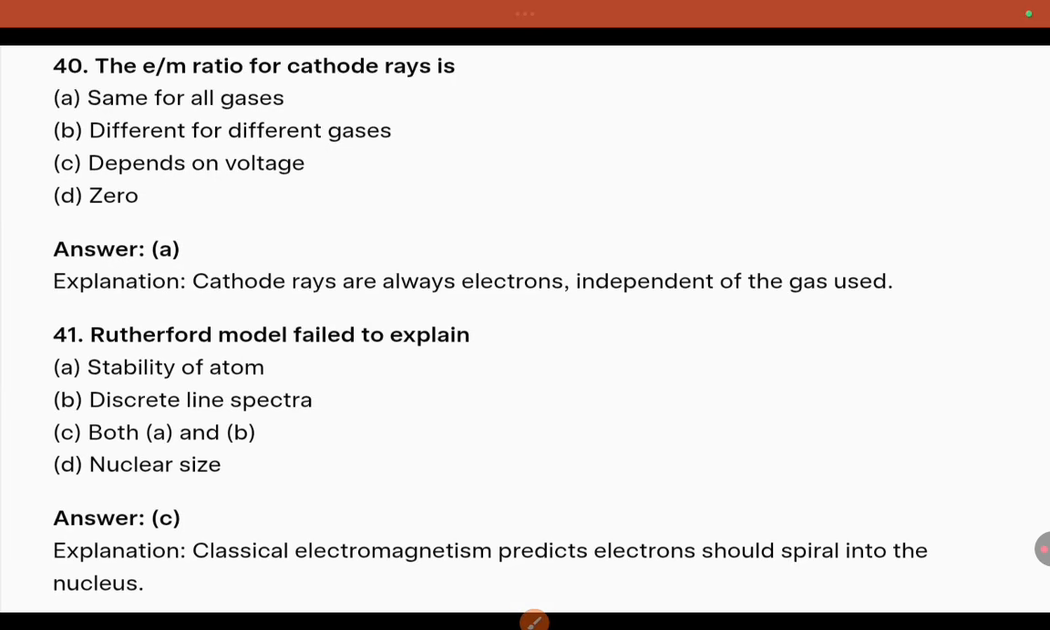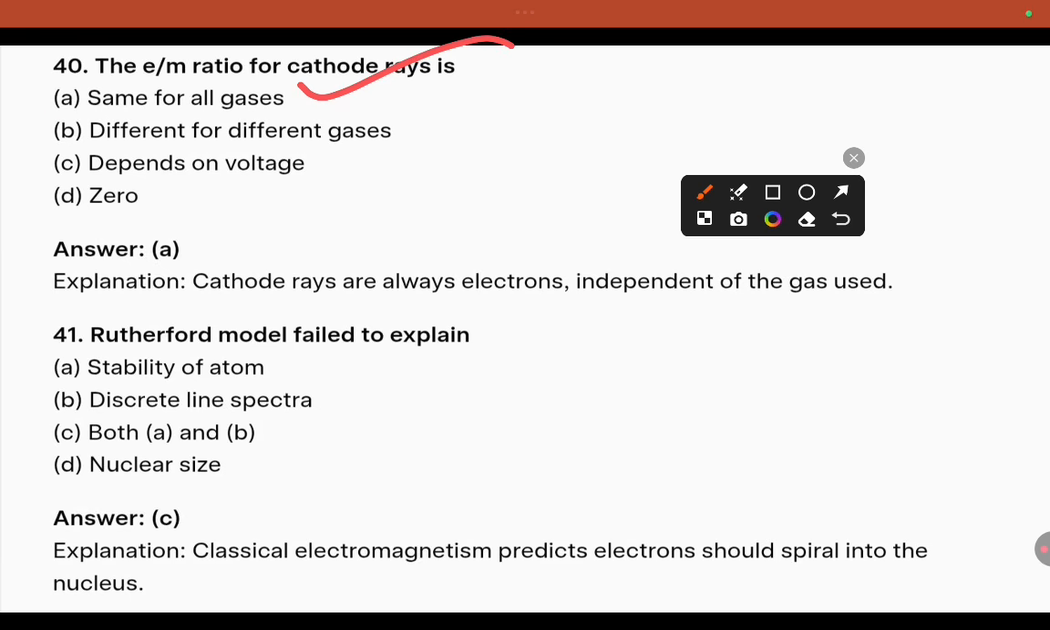The e by m ratio for cathode rays is what? It is the same for all gases. Cathode rays are always electrons, independent of the gas used.